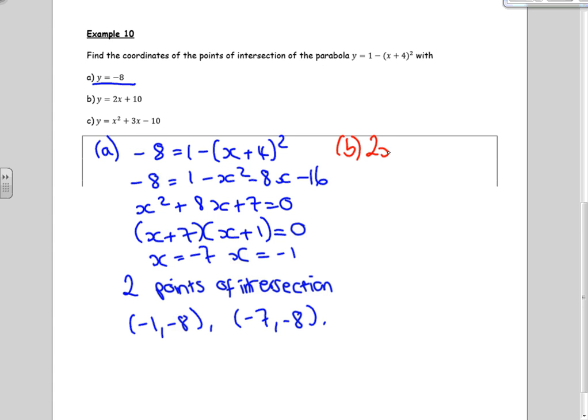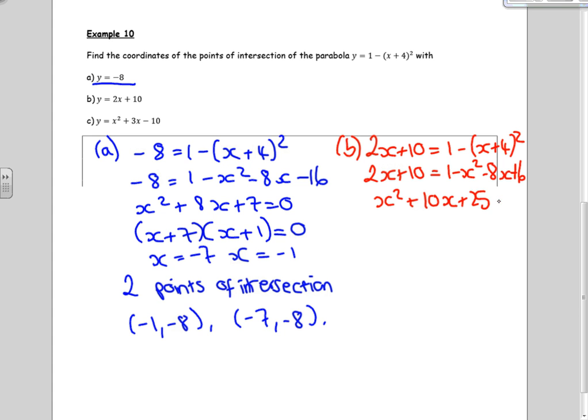So this time we will have 2x plus 10 is again equal to 1 minus (x plus 4) all squared. So that means that 2x plus 10 is equal to 1 minus x squared minus 8x minus 16. So taking everything over to one side again gives me x squared plus 10x plus 25 equals 0. And again, factorising this, looking for two numbers that multiply together to give me 25, but add together to give me 10, gives me (x plus 5) squared equals 0. So that means that x must be equal to minus 5.